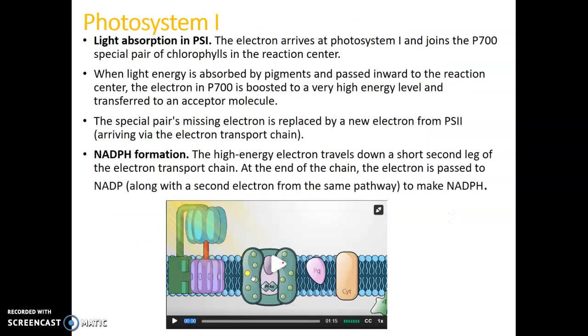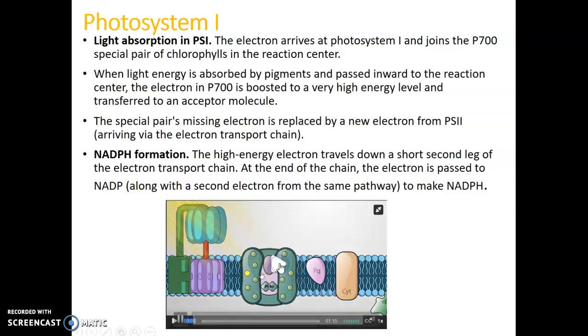Now, in photosystem 1, the electrons arrive through the electron transport chain, and they join up with the P700 chlorophylls in the reaction center. When the light energy is absorbed by the pigments, it's passed inward to the reaction center, and the P700 then boosts it to a very high level of energy, where it's transferred to an acceptor molecule. This special pair's missing electron is replaced by a new electron from photosystem 2, arriving via the electron transport chain. The high energy electron travels down a short second leg of an electron transport chain and is passed to NADP to form NADPH.